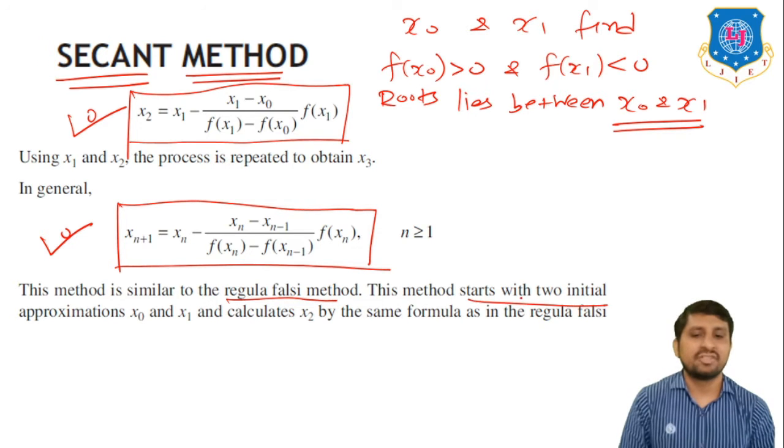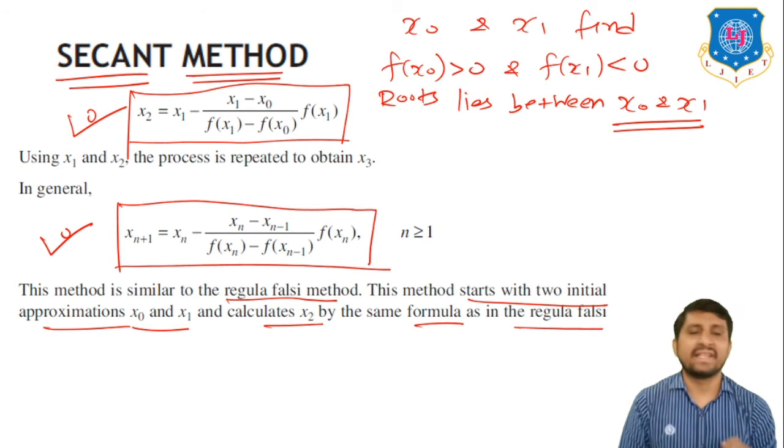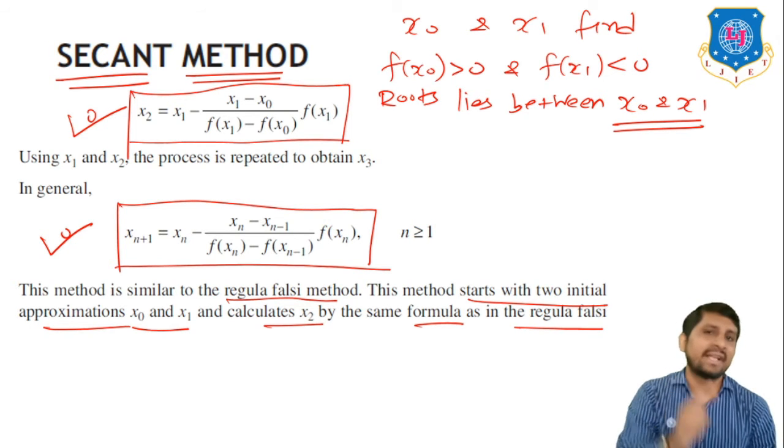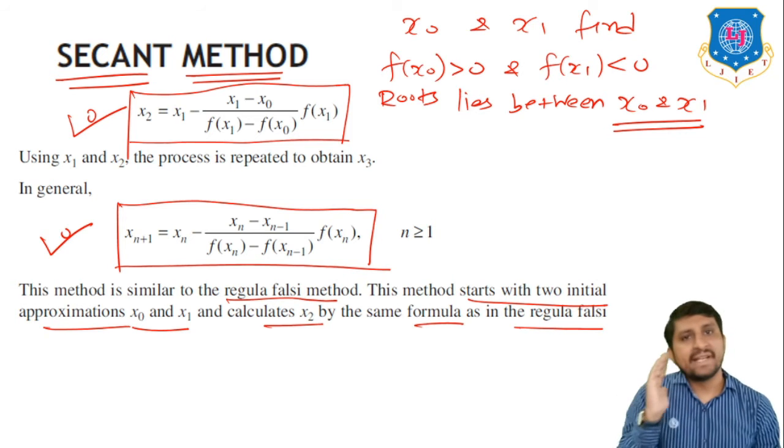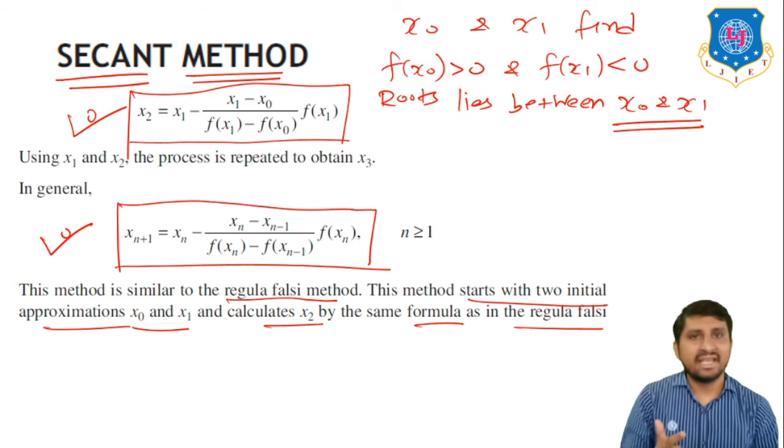This method starts with two initial approximations, x0 and x1, and calculates x2 by the same formula as in regula falsi. But here the formula is fixed, as I told you. Your first root lies between x0 and x1, so when you find x2, on the right-hand side you have to use x0 and x1. When you find x3, on the right-hand side you have to use x1 and x2. For x4, you have to use x2 and x3, and so on.